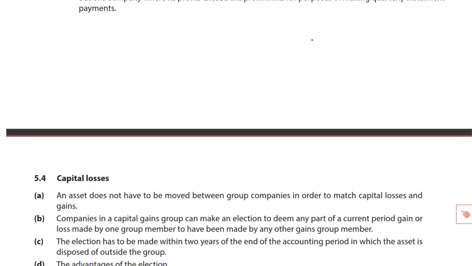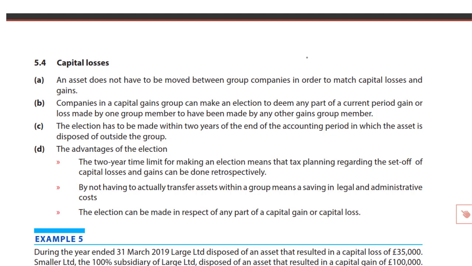And if we move to our next note, 5.4 here, dealing with capital losses, it says, an asset does not have to be moved between group companies in order to match capital losses and capital gains. Now, you may recall that when we spoke about group relief of losses, we dealt with trading losses as being much the most likely, and also property business losses there. We said that we do not have group relief of capital losses. We have something else. This is that something else, and it's actually better than group relief in relation to capital losses. An asset does not have to be moved between group companies in order to match capital losses and gains.